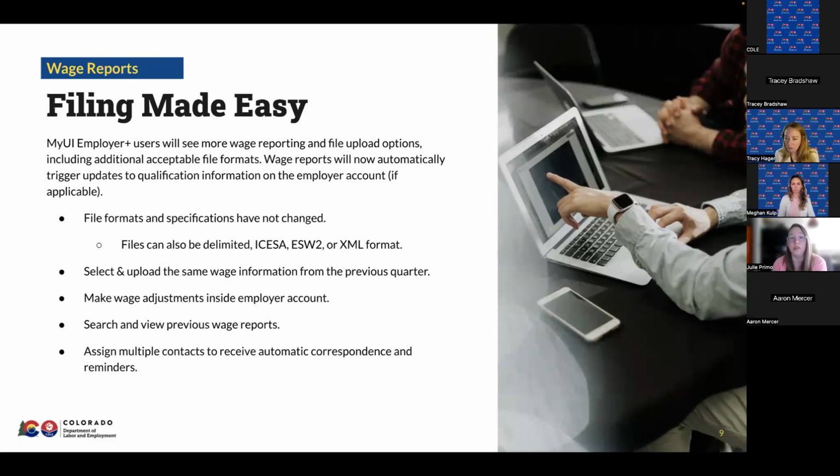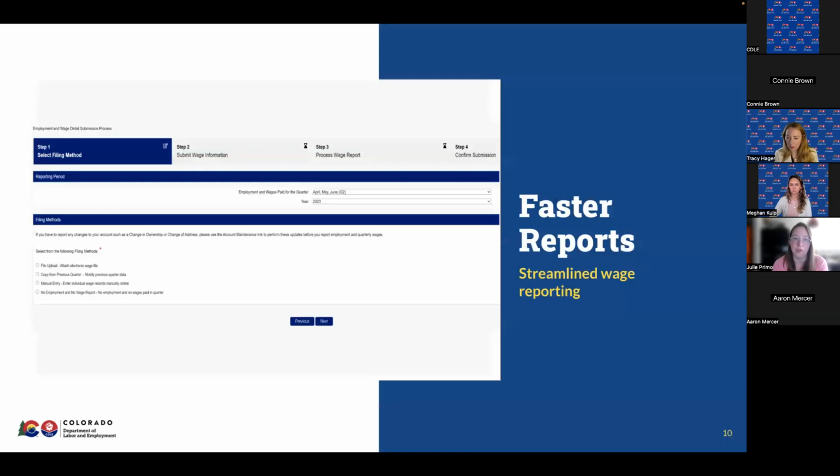There's also an option to select and upload the wage information from the previous quarter. So if you are an employer that has, say, 10 employees, and it's the same 10 as last quarter, you can actually choose to duplicate last quarter's and then just make small updates if you need to, right inside the system. You can also make wage adjustments inside the employer account. You can search and view previous wage reports, and you can assign multiple contacts to receive automatic correspondences and reminders right in there. And I think the next slide shows us some of the options.